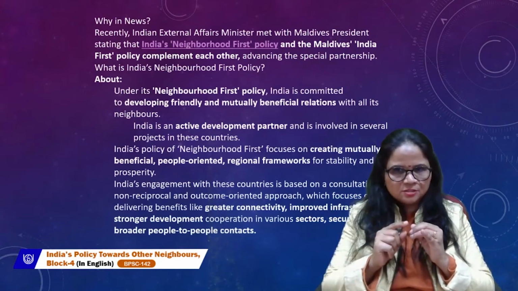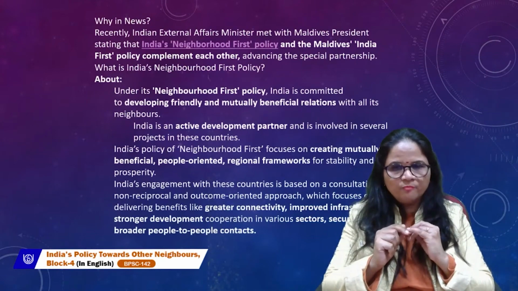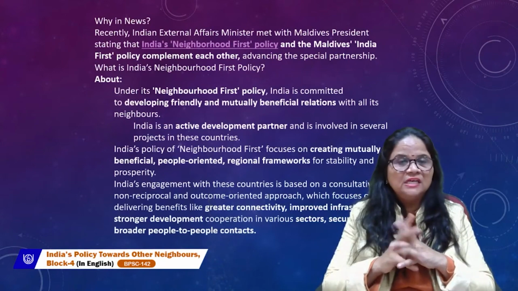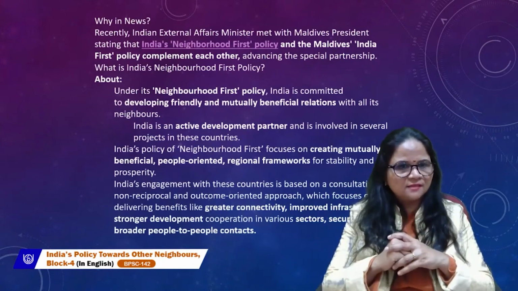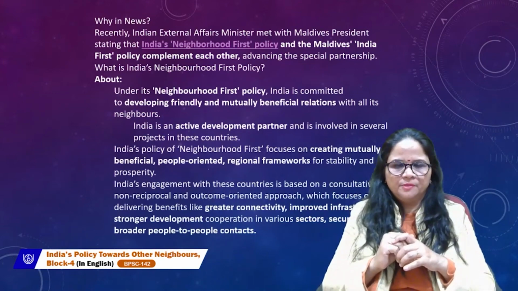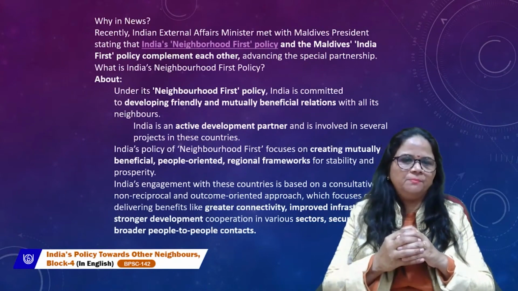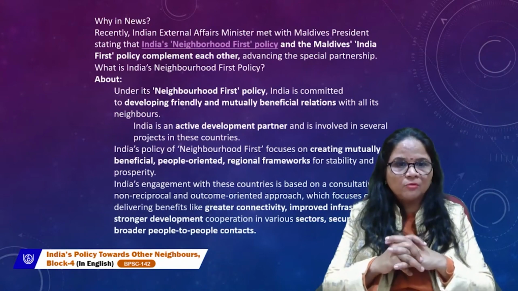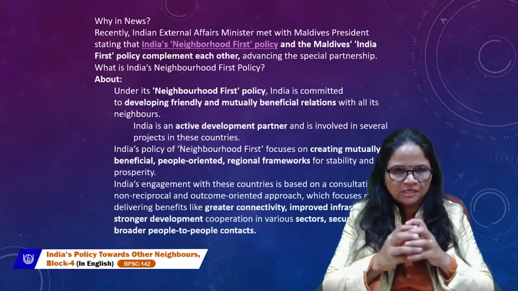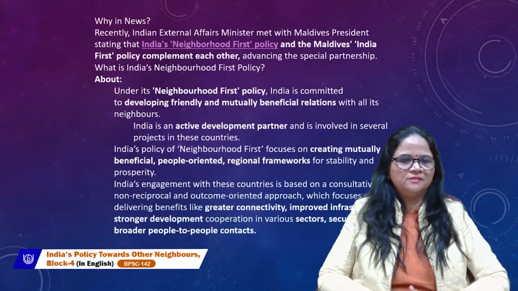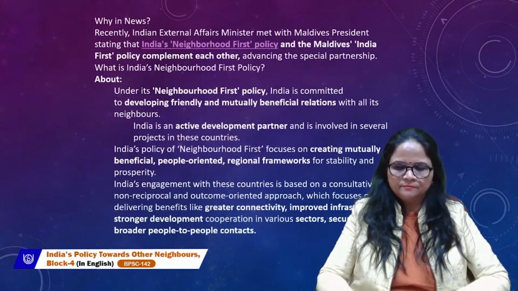We think there should be improved infrastructure, because we are doing work on the ground. Note that it is stronger development cooperation in various sectors, security, and broader people-to-people contacts. People-to-people contact is important for improved infrastructure, stronger development, and greater connectivity. These benefits will be greater if there is broader people-to-people contact.